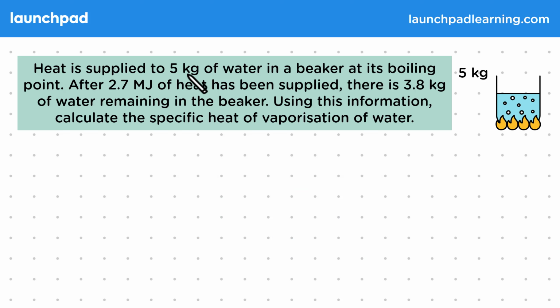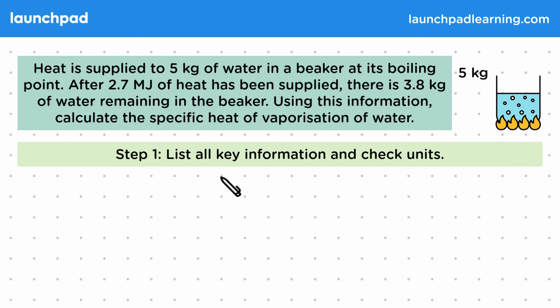Heat is supplied to 5 kilograms of water in a beaker at its boiling point. After 2.7 megajoules of heat has been supplied, there is 3.8 kilograms of water remaining in the beaker. Using this information, calculate the specific latent heat of vaporization of water.